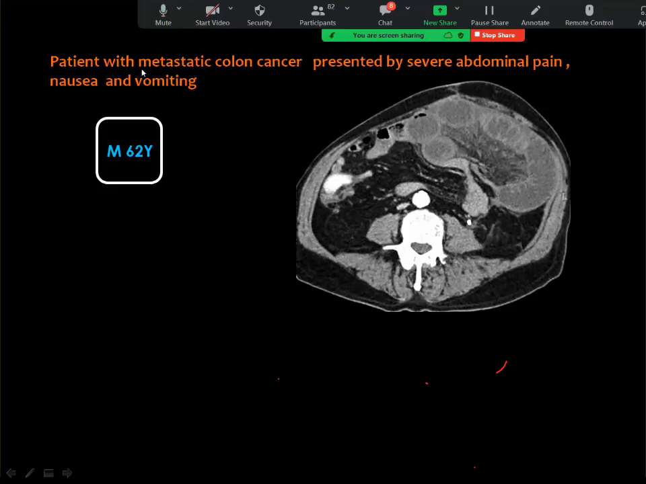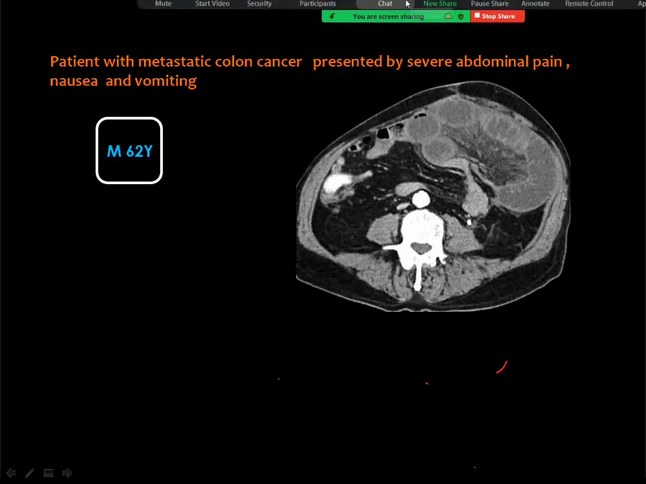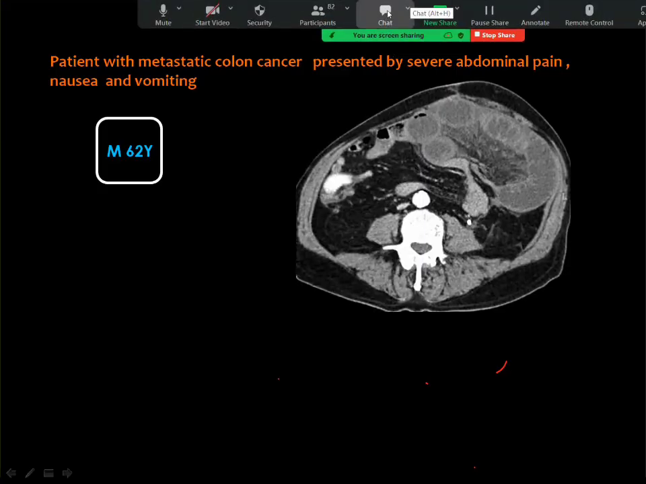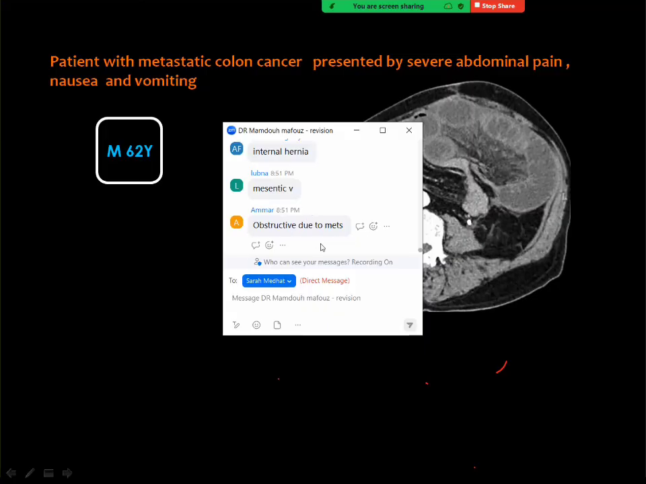Next case is a patient with metastatic cancer colon presented by severe abdominal pain, nausea, and vomiting. Okay, and obstruction, you do not see very good. This is closed loop obstruction.